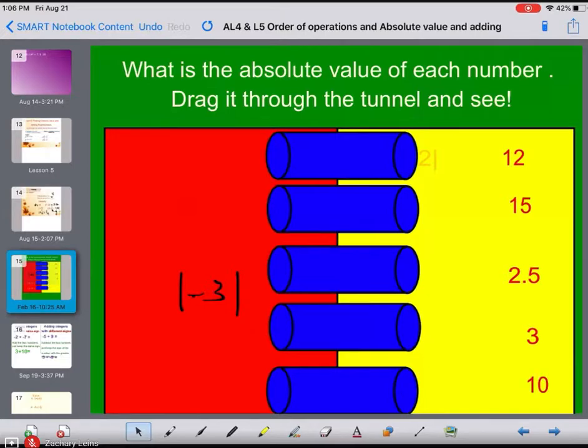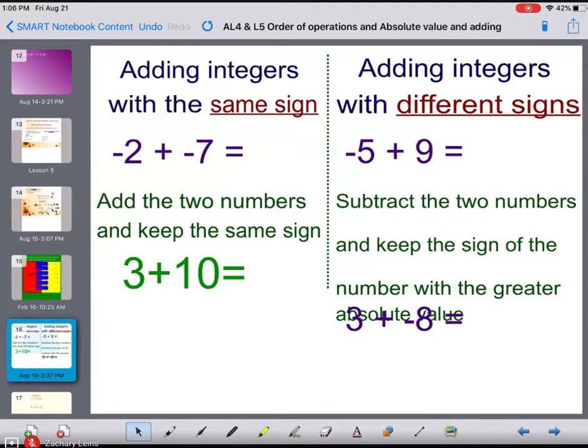Let's keep going. All right, so adding integers with the same sign. Basically, we're just going to add the two numbers and keep the sign the same. So here, let's look at this. Negative 2 plus negative 7. We know 2 plus 7 is 9. We keep the same sign, negative 9. Here, two positive numbers, just add them together, and it's going to be positive. Here we have 13.